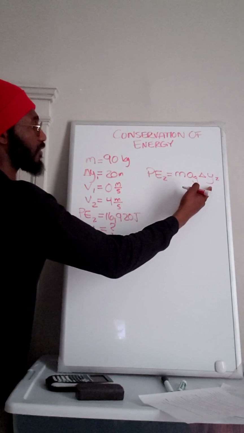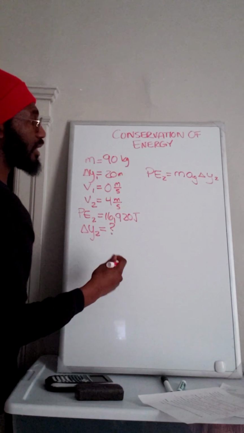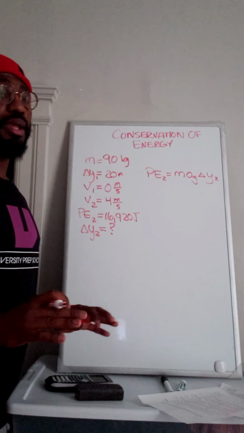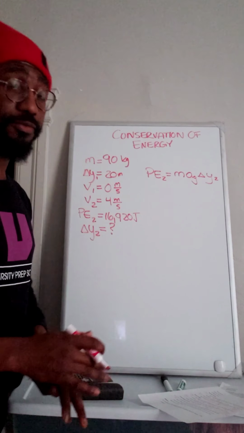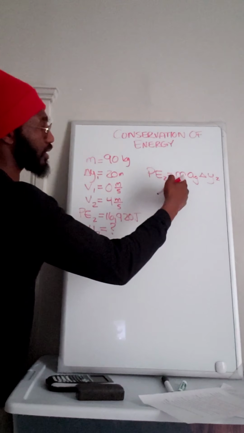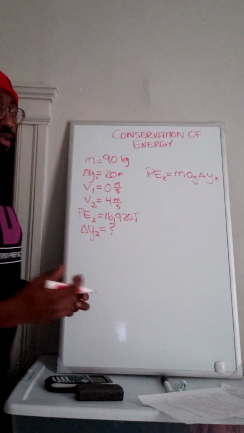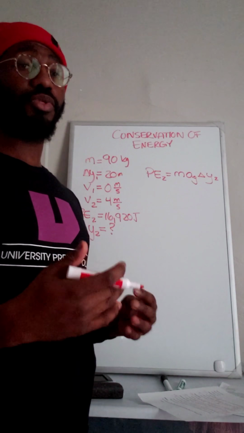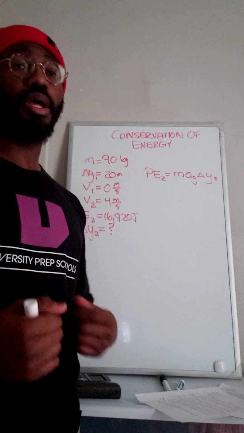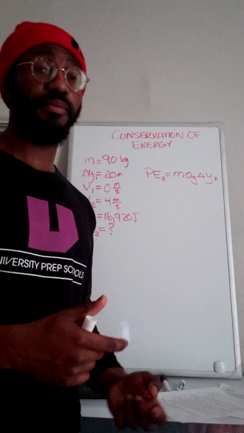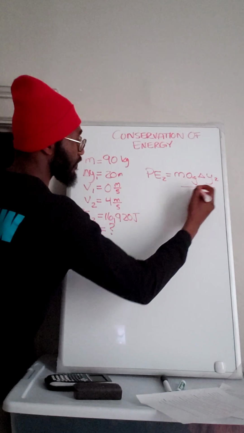Okay, so now if we're solving for delta y2, we've got to get everything else away from this side. We don't want to touch delta y2 because it's already in the numerator. We just need to get everything else away from it. Currently, mass and acceleration are being multiplied by delta y. If they're connected to delta y2 through multiplication, then in order to separate them from delta y2, we need to do the opposite operation. The opposite of multiplication is division. So we're going to go ahead and divide.